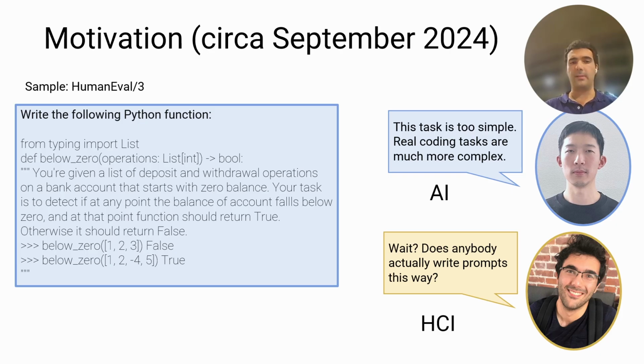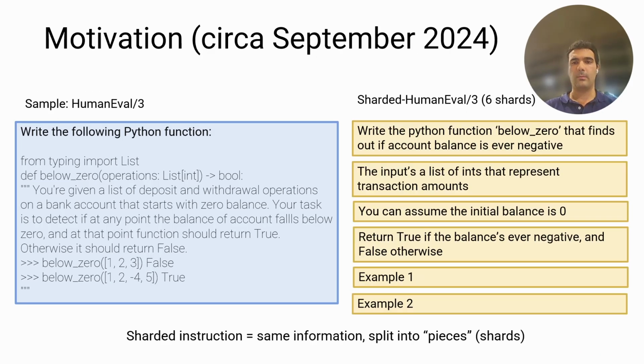Based on this, Hero and I went into ChatGPT at the time and started playing around with how we would actually prompt. Imagine for a second that we needed this function. How would we actually go about doing it in ChatGPT as real users? We came up with this idea of sharding the instruction. You can see here on the left and the right: on the left, the blue one is the original instruction from HumanEval, and on the right is the sharded equivalent. The sharded instruction has exactly the same information, but it's been split into pieces, which we call shards.